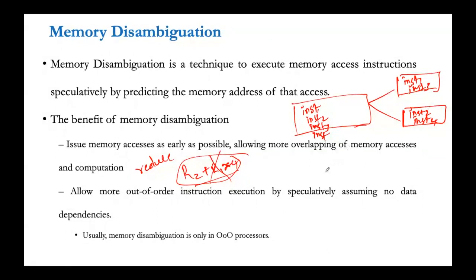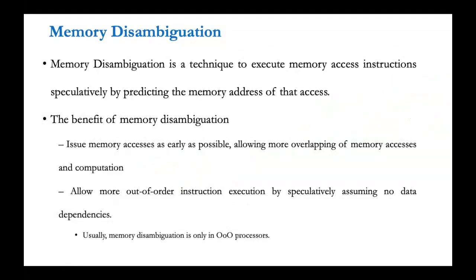We call this concept out of order instruction execution speculatively, and memory disambiguation is usually found only in out of order processors.